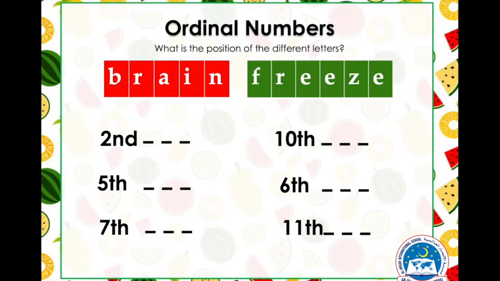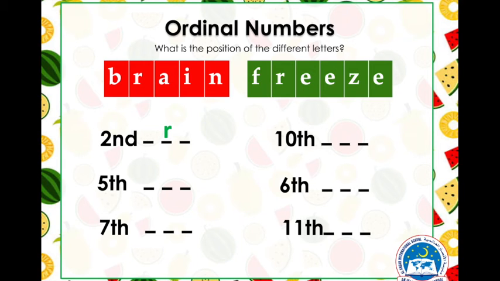Now let's look at the position of the letters in this number. Here we have the word brain freeze. Can you count and see what letter is in the second position? If you've guessed that the letter R is in the second position, well done. We can go here and check our answer. First, second, okay, let us look at which letter is in the fifth position.